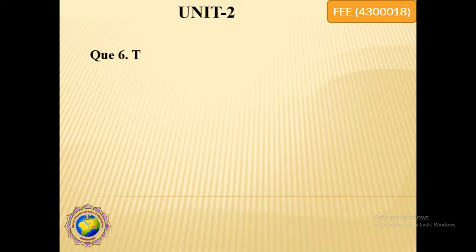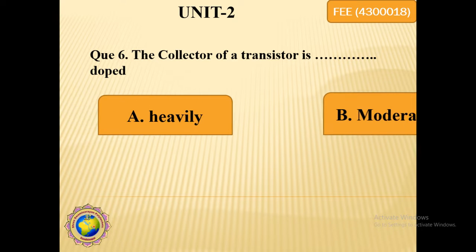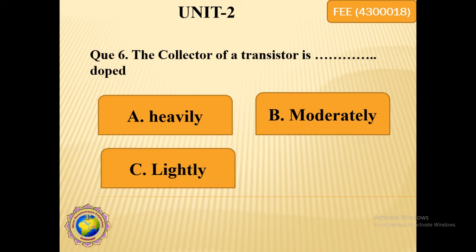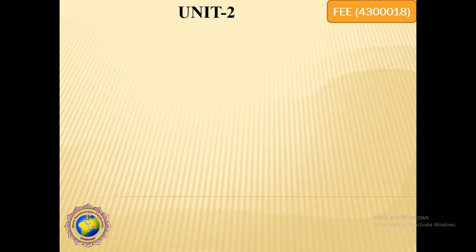Question 6. The collector of the transistor is dash dash dash doped. A, heavily doped; B, moderately doped; C, lightly doped; and D, none of the above.